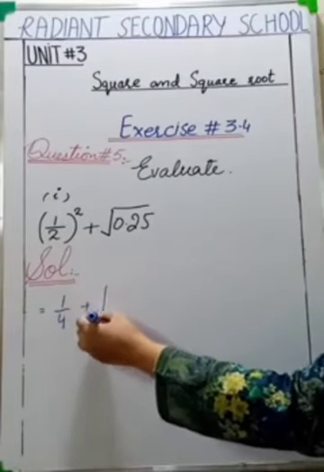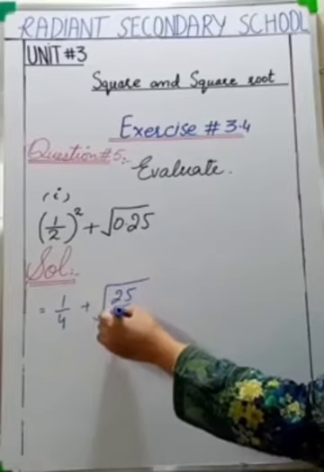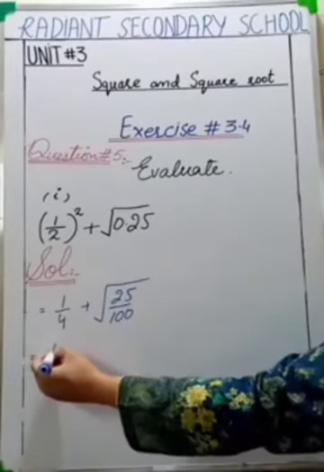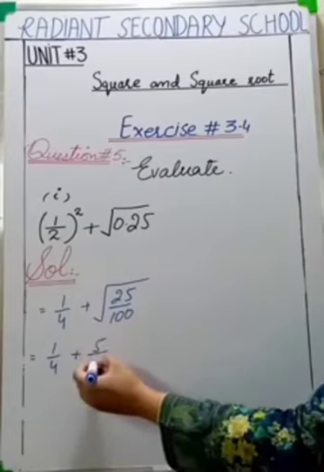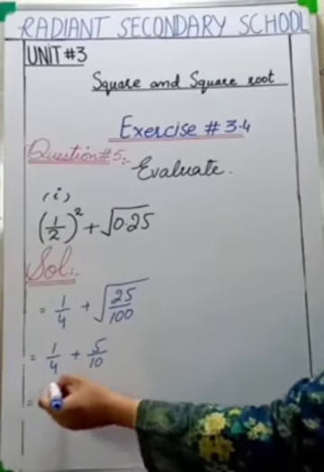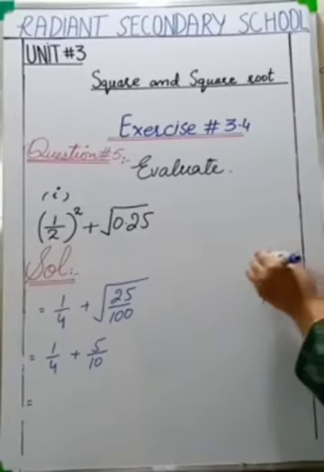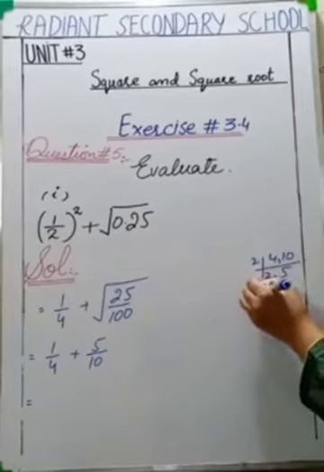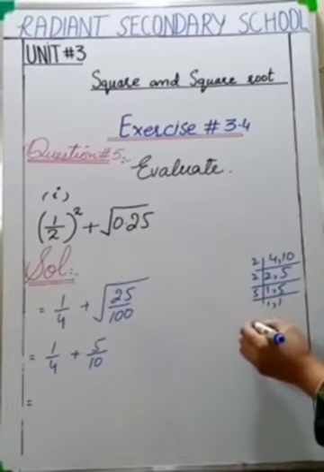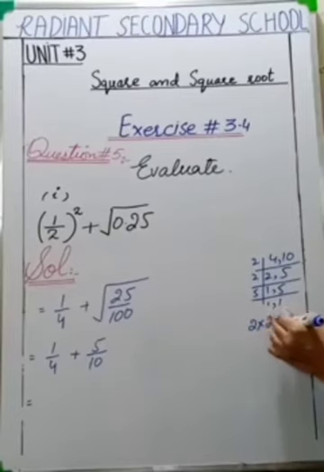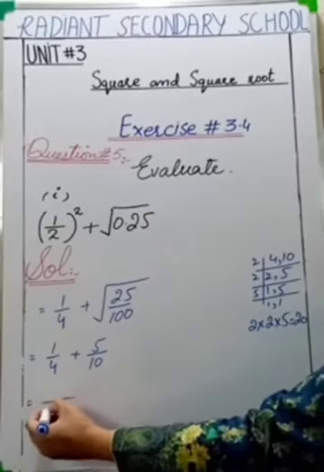Plus, now make fraction of 0.25. It will be 25 over 100. 1 by 4 plus square root of 25 is 5. Square root of 100 is 10. Now these are the simple fractions. You have to find out the LCM of 4 and 10. 2 twos are 4, 2 fives are 10, 2 ones are 2, and then 5 ones are 5. It means the LCM of 4 and 10 is 20.